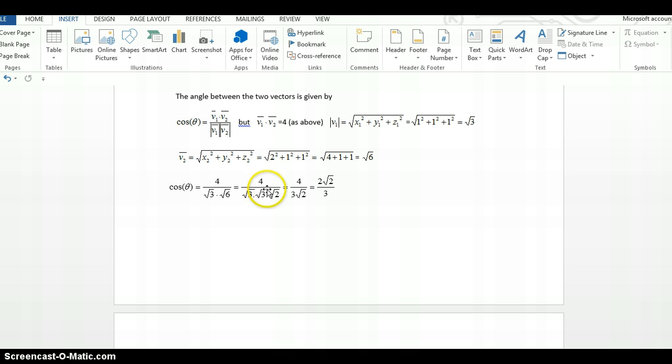So everything now is root 3 times root 3 is 3, and then we have root 2. So if you rationalize, you will arrive at that.